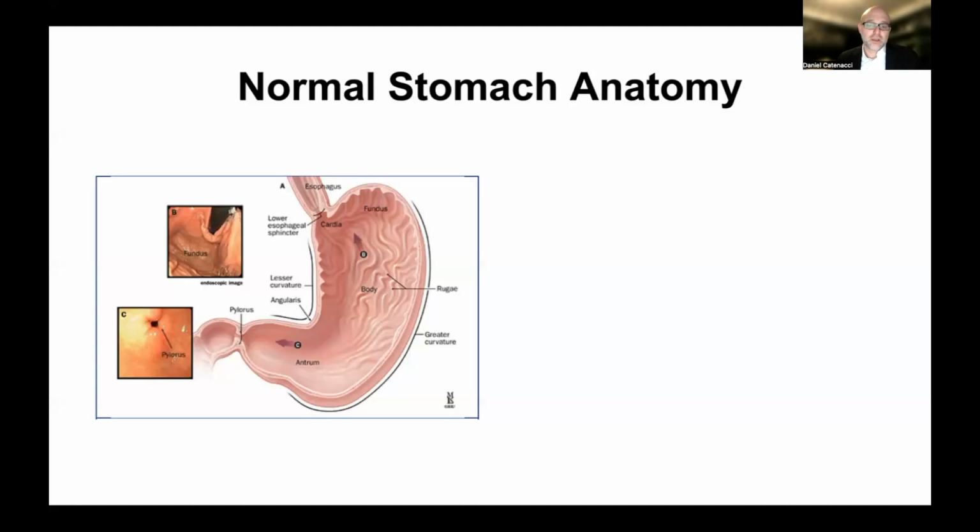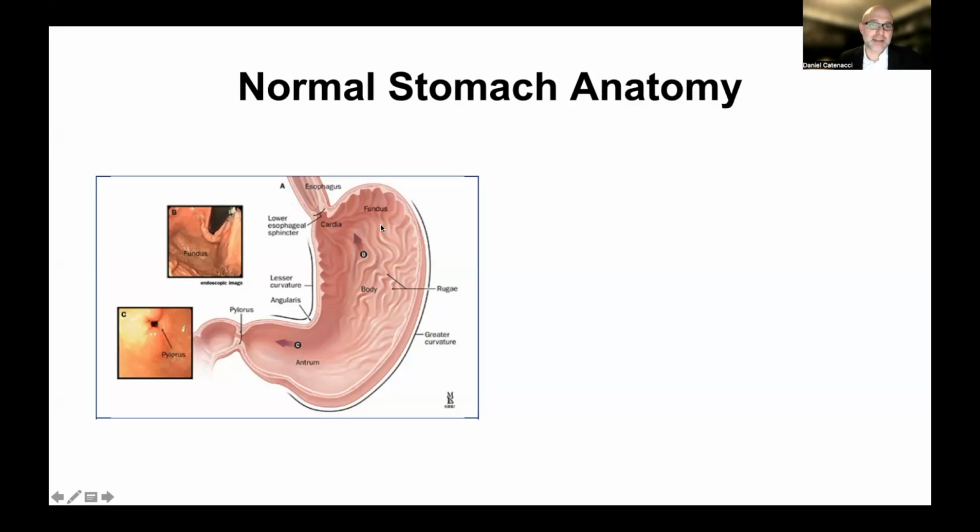But first, we have to review the normal anatomy of the esophagus and the stomach. So we see the far end of the esophagus here, called the distal esophagus, coming in to the GE junction, which is the junction where the esophagus meets the stomach, or gastroesophageal junction. And this leads into the top of the stomach, called the gastrocardia. The notch on the top is called the gastric fundus.